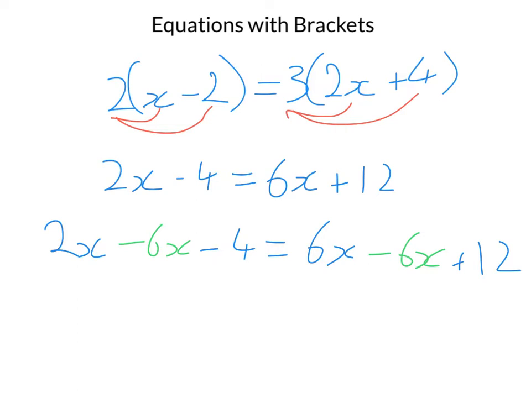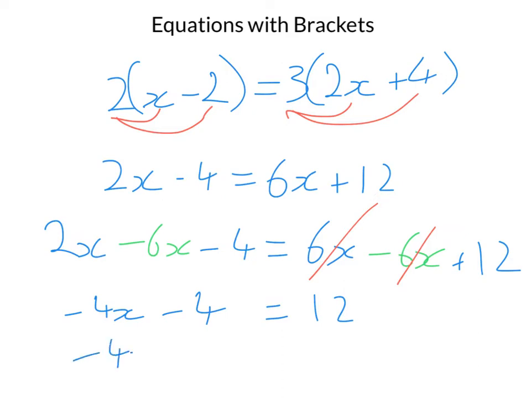Now, the reason why we did this is so that the 6x, take away 6x, will cancel on the right hand side. So that leaves us just with 12. On the left hand side, 2x minus 6x will give us minus 4x. Then the minus 4 stays the same. At this point now we want to get rid of the minus 4 from the left hand side, so we'll have only x's there. So to get rid of a minus 4, you have to add a 4.